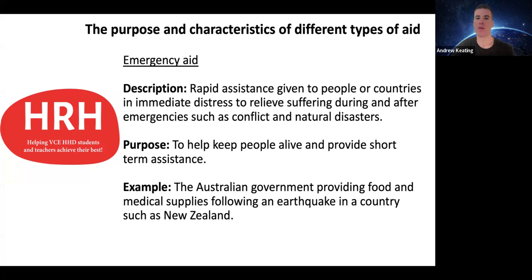It's important to note there that it's short-term assistance, okay? It's not designed to go on and on for months and months and months. It's really just in that short period of time after the emergency. There are other types of aid that can come in and hopefully help in the long term if that's required. So an example of emergency aid might be the Australian government providing food and medical supplies following an earthquake in a country such as New Zealand. And it's good to think about some different types of natural disasters, such as floods or earthquakes or tsunamis, and think about how emergency aid might be provided by a government or an organization in those circumstances.